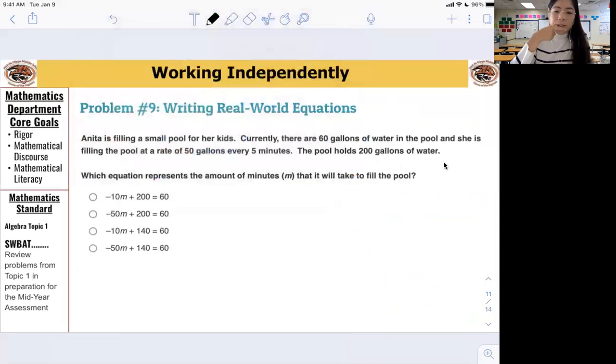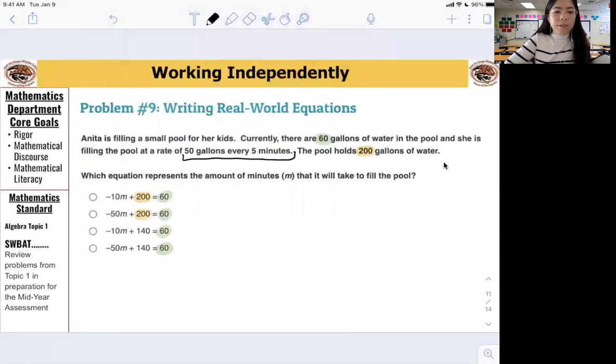So first of all, I always look at my answer choices and I try to see where they got their numbers from. So I can see that the 200 matches with my 200 over here, and that goes for both of these answer choices. I can see that all of these 60s match with this number over here. But then I see a couple of different numbers. I see 140, and then I also see 50s, and then I also see 10s. So what do I do with this information?